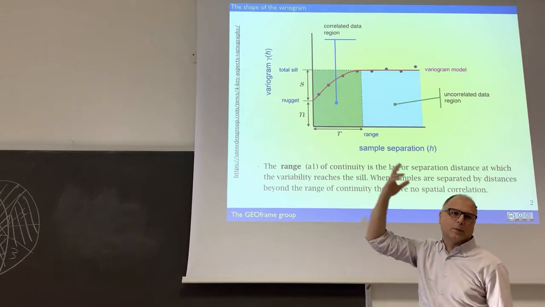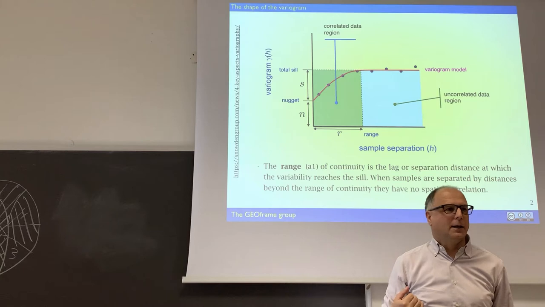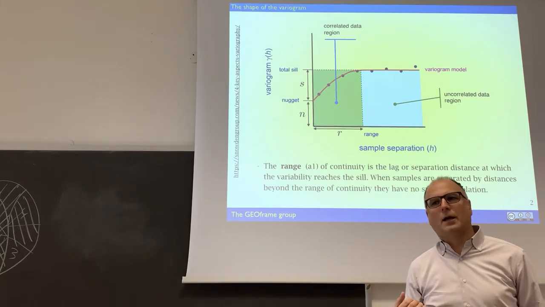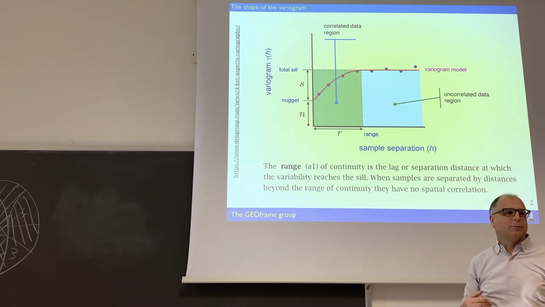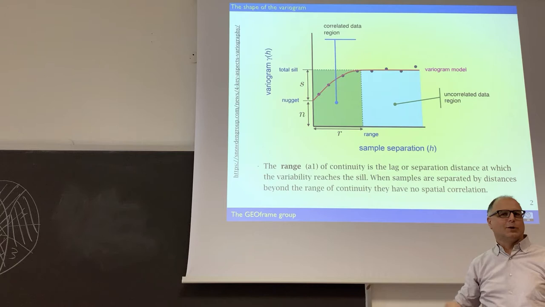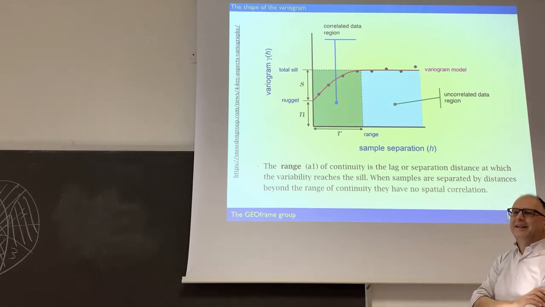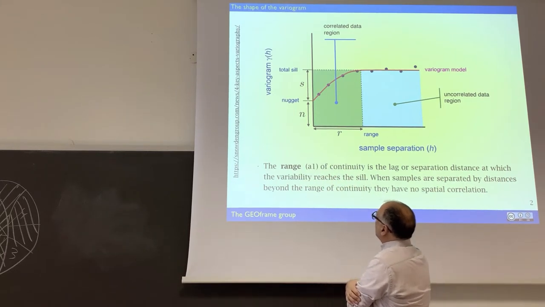Nugget derives from the name of Krige, because Kriging comes from his name. He was a geologist trying to predict where the gold was in South Africa at that time. So the nugget is the gold nugget, and sometimes we have these things here.